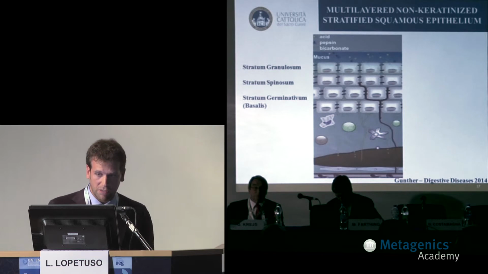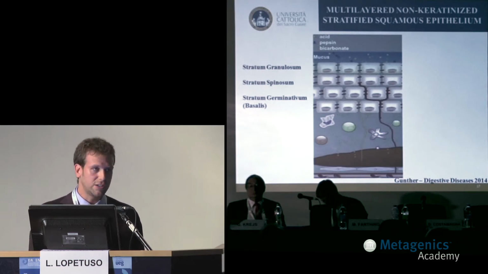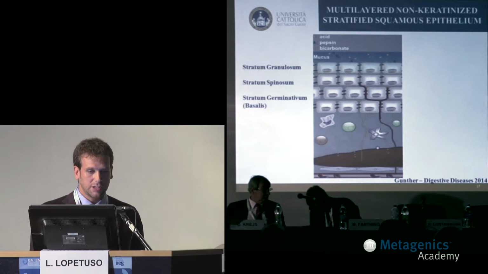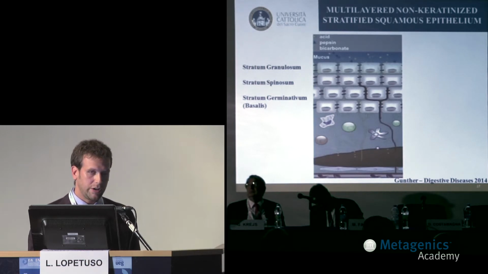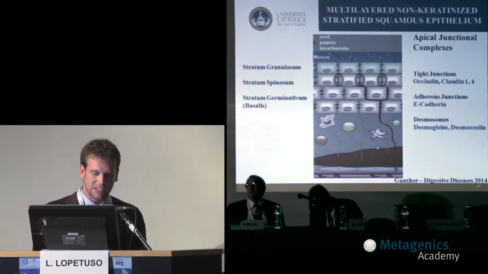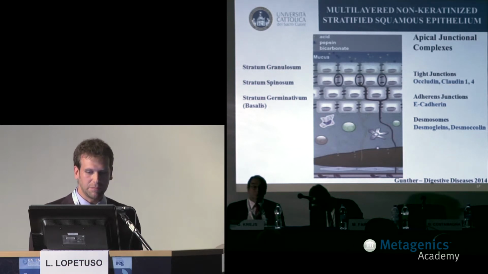In the esophagus, we have a multi-layered, non-keratinized, stratified squamous epithelium with 3 layers: several layers of stratum granulosum, which is mainly involved in the permeability and in modulating the esophageal barrier; a stratum spinosum, which is mainly involved in the passage of ions; and a stratum germinativum basalis, which is involved in the regeneration process. So besides the cell membrane, we also have apical junction complexes that cooperate in maintaining this barrier.